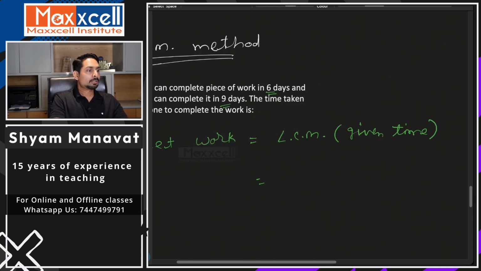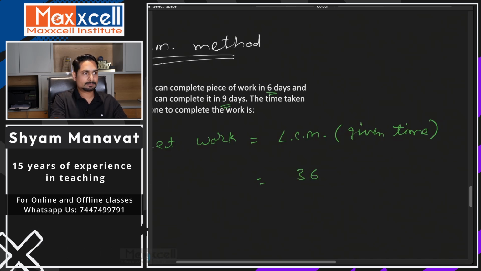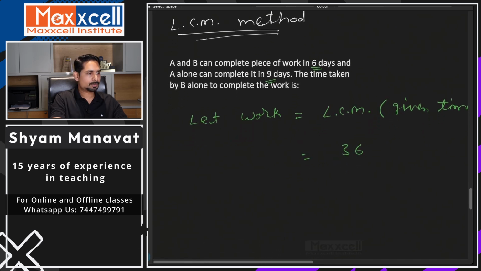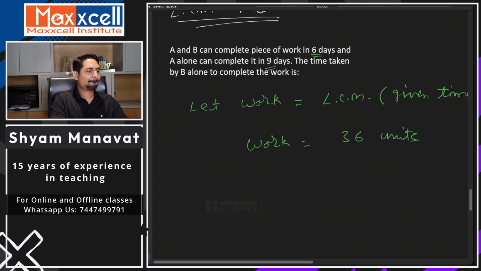Anyways, so the LCM of 6 and 9. What is the LCM of 6 and 9? 36. Right. So I assumed work as what? 36 units.